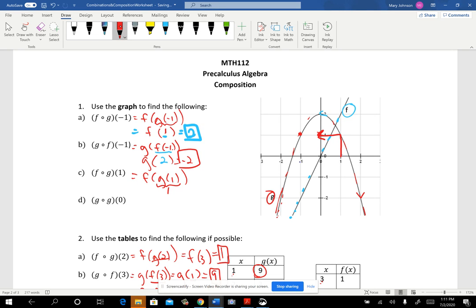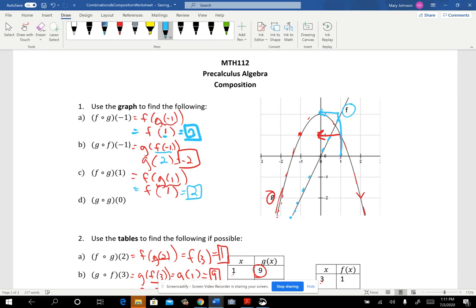And then I need to do f of that, f of 1. So now I'm still at 1, okay, because that was the output from g. When you put a 1 into g, you got a 1 out. But now I need to go to the f function and see what f of 1 is, and that turns out to be a 2.